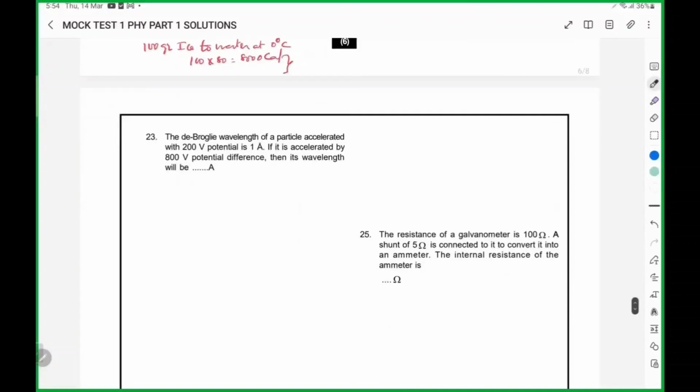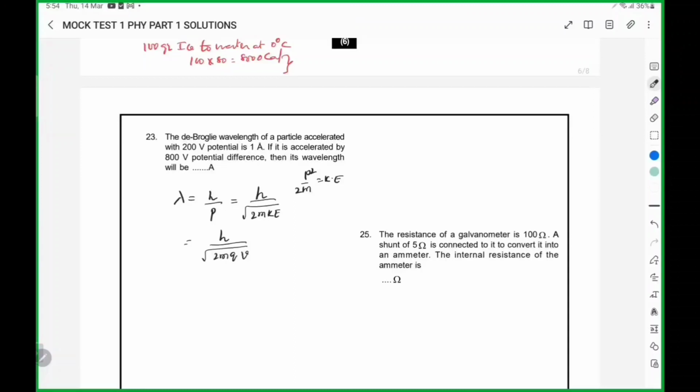The de Broglie wavelength of a particle is calculated by using the formula h by p. Here p is momentum, and p square by 2m is kinetic energy. So here it is h by root of 2m kinetic energy, which I can write as 2m into qV.